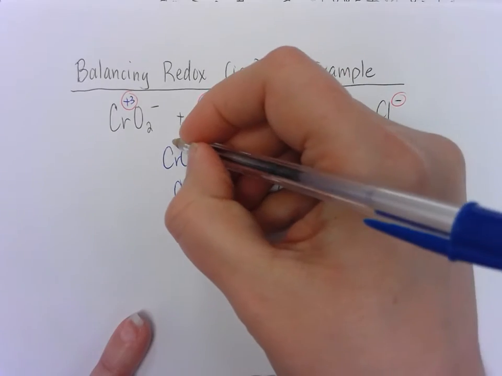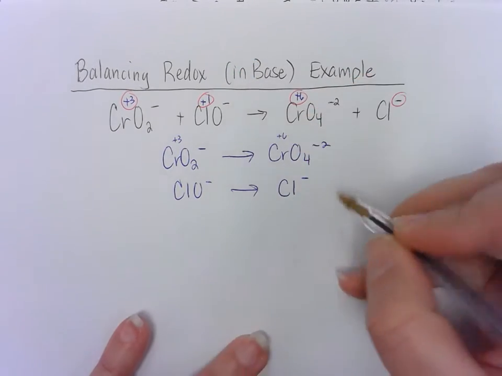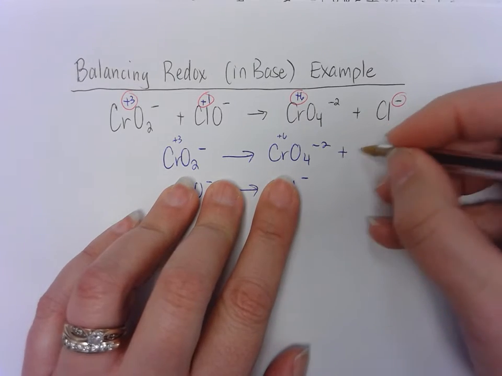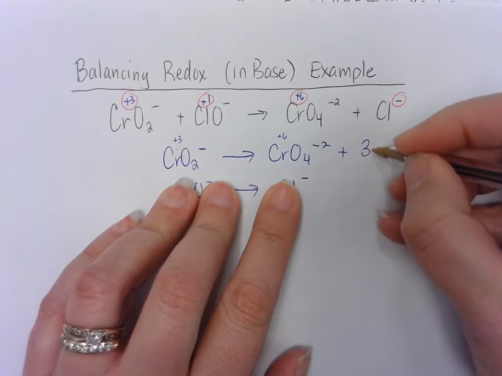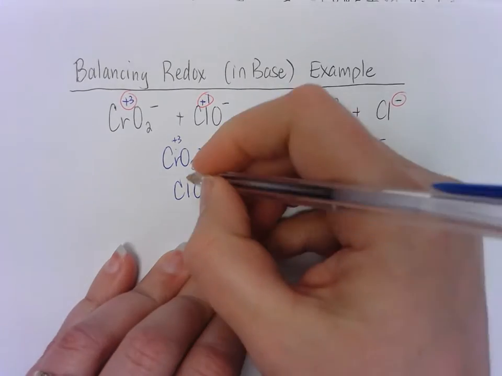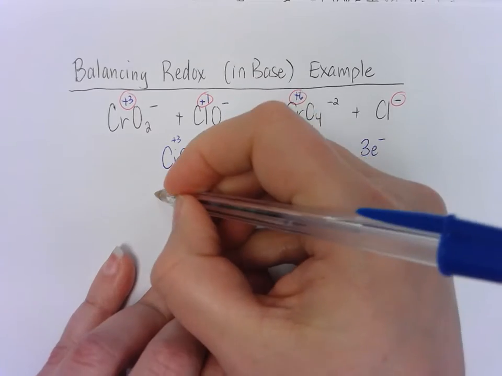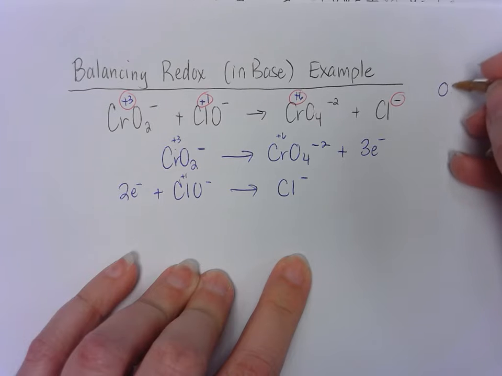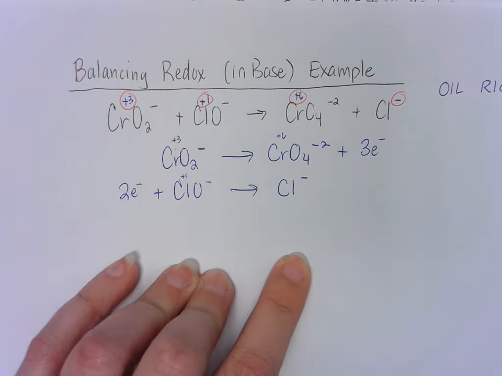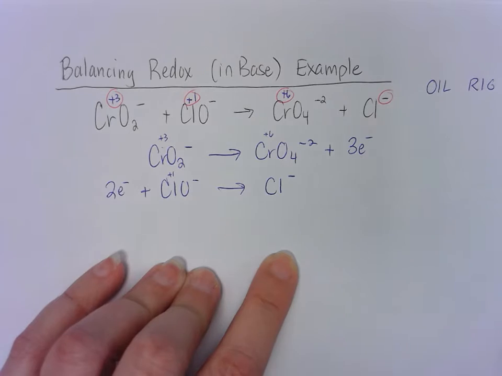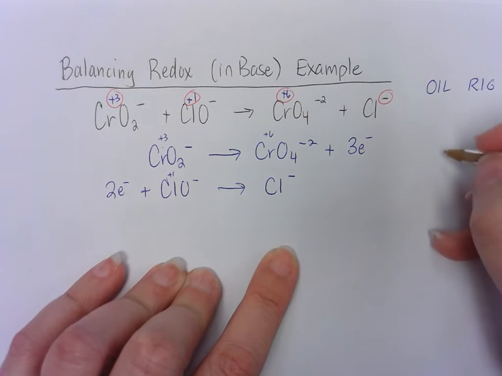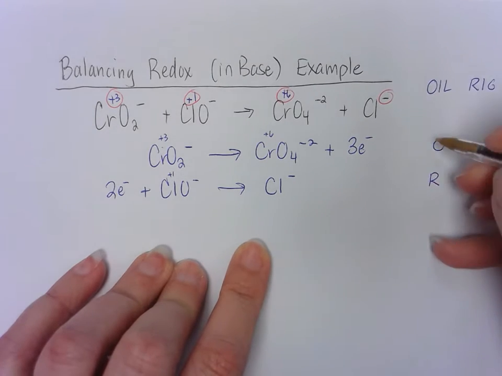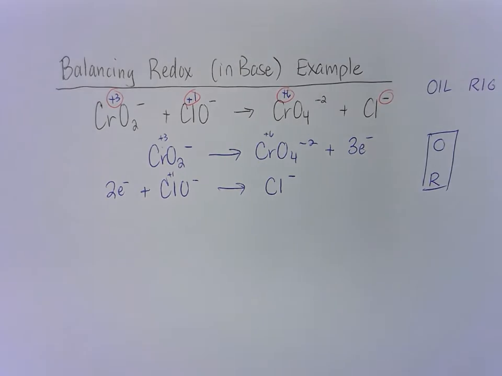So we have a +3 on this and a +6. In order to make that balance, we are going to need some electrons on this side. We have a difference of 3 electrons. And in the second reaction, we have a +1 to a -1, so we're going to need 2 electrons on the left side. So if you go back to OIL RIG, and if you were asked to identify if it is oxidized or reduced, this one is losing electrons, so that one's oxidized, and this one is gaining electrons, so this is reduced. But again, this is not part of the question, you're just balancing it today.